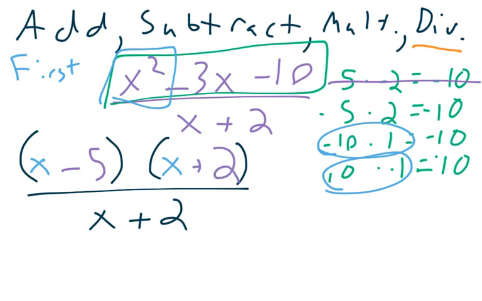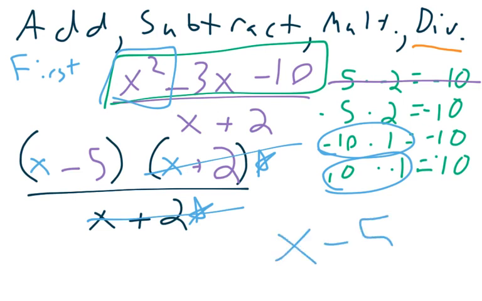And so here's the thing with division with these kinds of problems. See how I have an x plus 2 on the top and I have an x plus 2 on the bottom? We're dividing. Whenever you have the same factor on top and bottom when you divide, they just cancel each other out. So our answer is x minus 5.